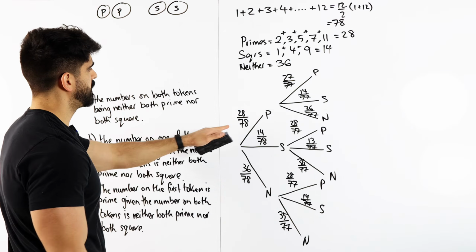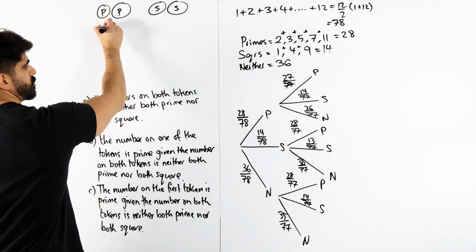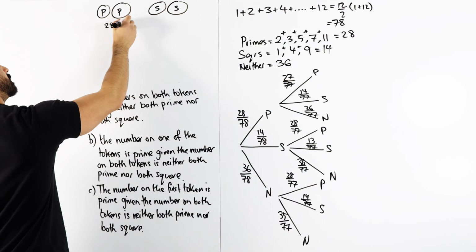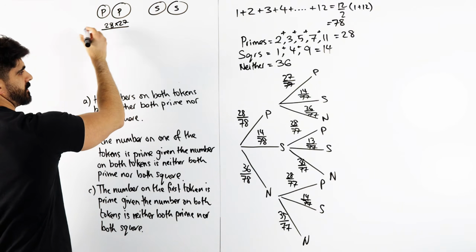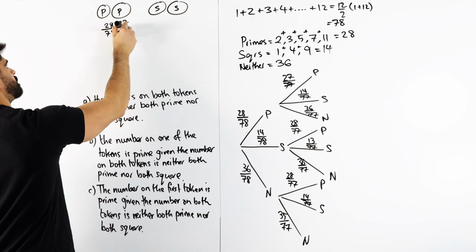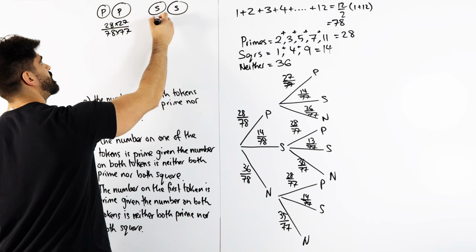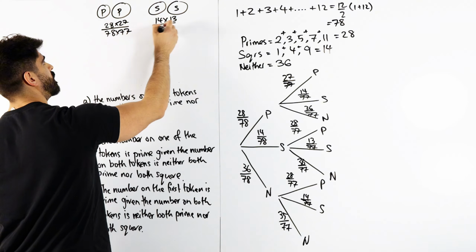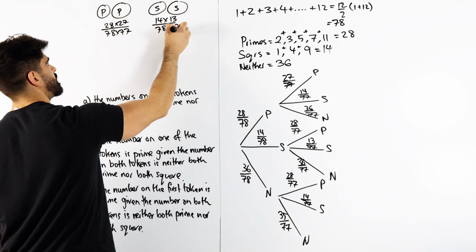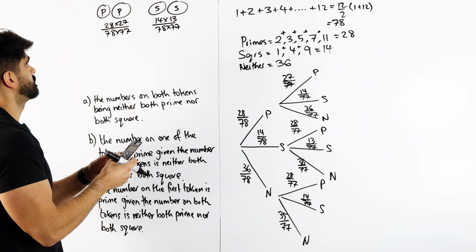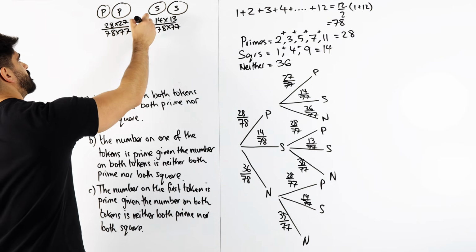So the probability of PP would be 28 times 27 over 78 times 77. And for SS, we have 14 times 13 over 78 times 77. Okay, so should we just add them and do 1 minus?